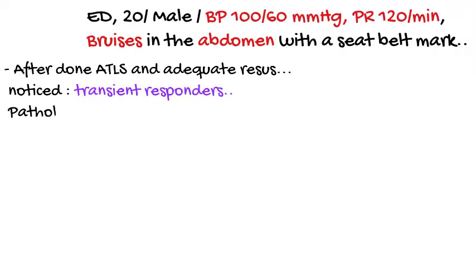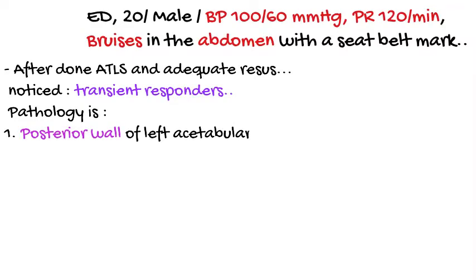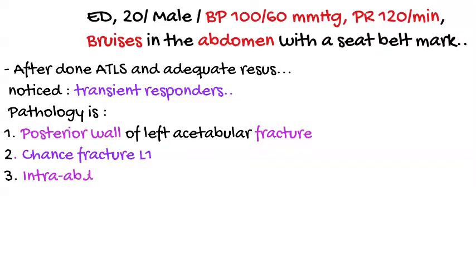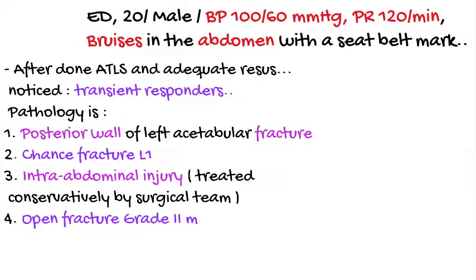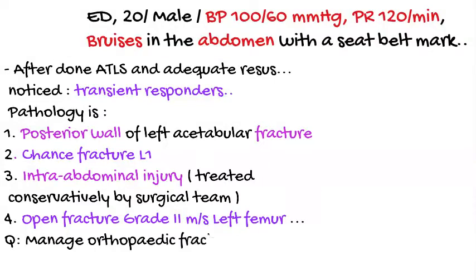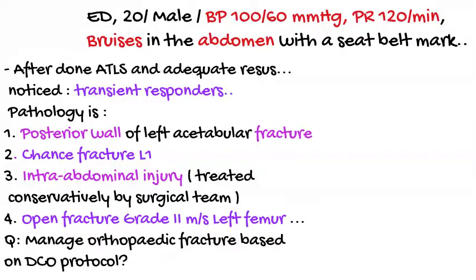After I have done ATLS, Advanced Trauma Life Support, with adequate resuscitation, I noticed that this patient is a transient responder. The pathology is due to: number 1, a posterior wall acetabular fracture that is undisplaced in nature. Number 2, the patient also has a Chance fracture of lumbar 1, L1, with no neurological deficit. Number 3, intra-abdominal injury treated conservatively by the surgical team. Number 4, an open fracture grade 2 mid-shaft of the left femur.